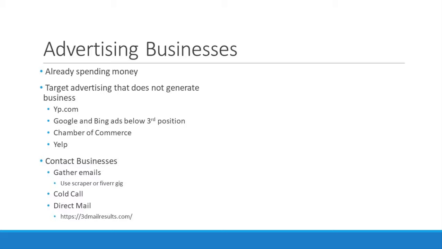And we'll do a little bit of research. We may scrape, but we'll find within a specific niche those we want to reach out to. And then we're going to contact those businesses. We're going to gather emails or use a scraper or a Fiverr gig. We can cold call them, and then we can send direct mail.